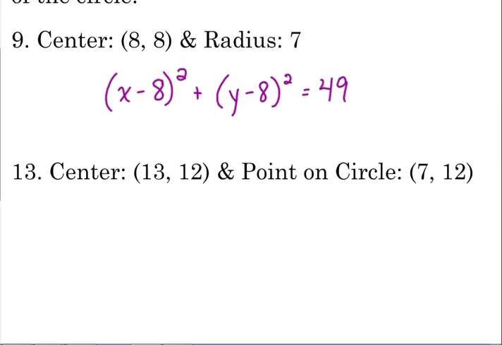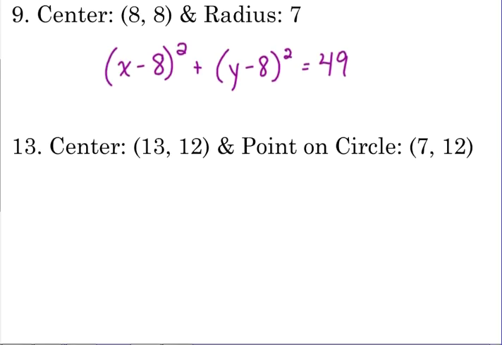Now, 13, not so quite straightforward. 13 gives us the center, so that's good. We don't have to do any work there, but they don't give us the radius. They give us a point on the circle. So let's just visualize what they've given us here. They've given us the center, and they've given us some point on the circle. Looks like it's right over here.